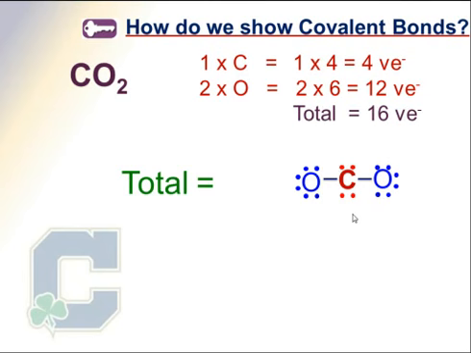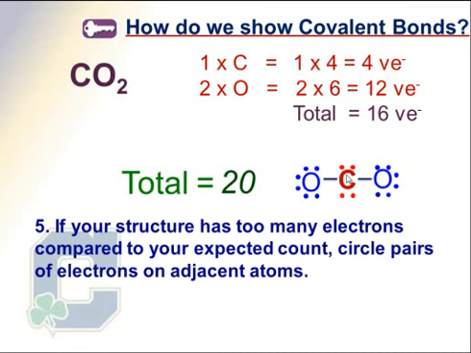So let's count these up. My total number of dots: 2, 4, 6, 12, 14, 16, 18, 20. We got problems right here in River City. Step 5, Rule 5. If your structure has too many electrons compared to your expected count, you need to circle pairs of adjacent atoms. So they have to be in pairs and they have to be adjacent, meaning side by side on different atoms. So I have two sets of those. I have one here on the top and I have one here on the bottom.